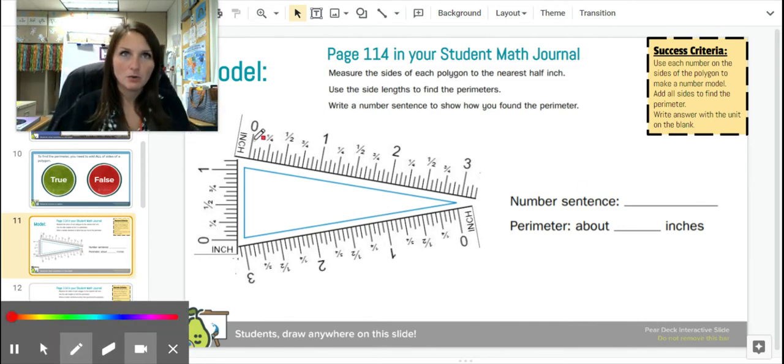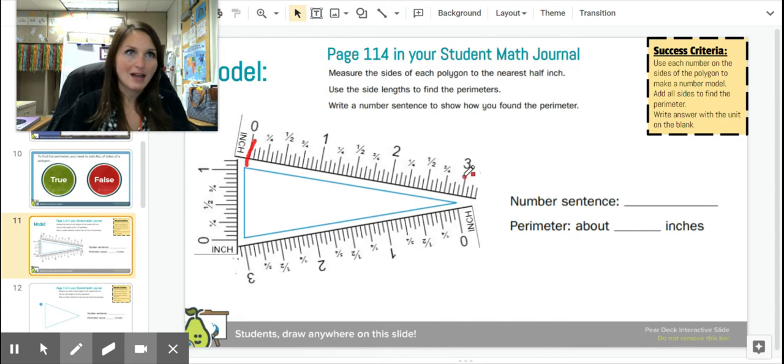Well, this one I can see is at 0, and it's close to 3. It's not close to 2.5, and it's not close to 3.5. It's pretty close to 3. It's not right on 3, but that's okay. So this side is about 3 inches. This side is also about 3 inches, and this side goes from 0 to 1, so this is about 1 inch. So my number sentence would be 3 plus 3 plus 1.